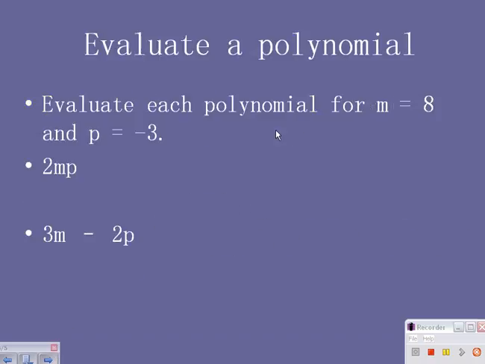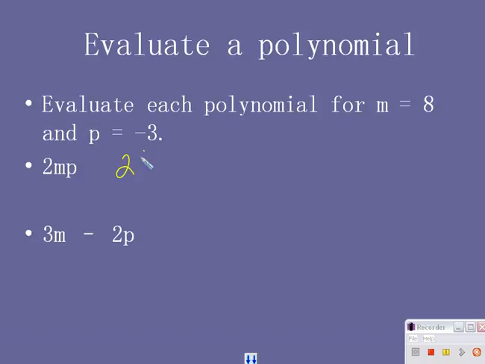On our last slide, we're going to evaluate some polynomials. And these could be a trinomial, a binomial, or a monomial. First example, well, what is it? If you guessed a monomial, you're right. So you have 2 times m times p. And in this case, they tell us what m is and what p is. So let's go ahead and plug it in, and then you can solve that monomial.